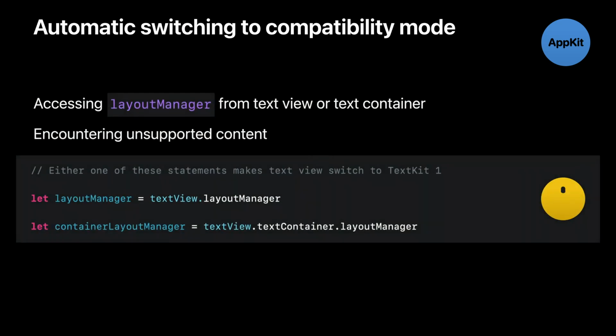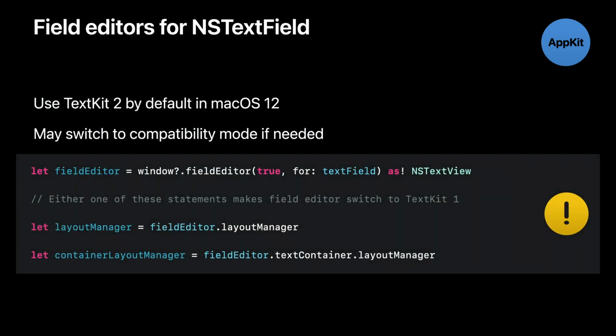Even if you opted into TextKit 2, your text view will automatically switch to TextKit 1 if you explicitly call the layout manager property on your text view or text container. The text view will also switch if it encounters text content that is not yet supported, or detects other conditions that require TextKit 1. And this can happen for field editors as well. Field editors for NSTextField use TextKit 2 by default. But if your text field subclass is requesting layout information from the field editor's layout manager, the field editor will switch to TextKit 1 for all text fields in that window.